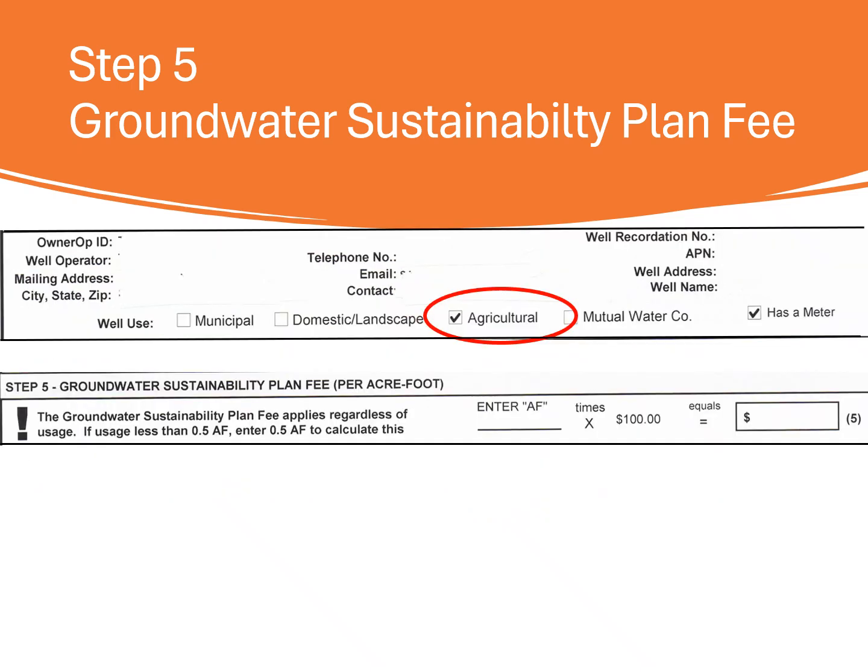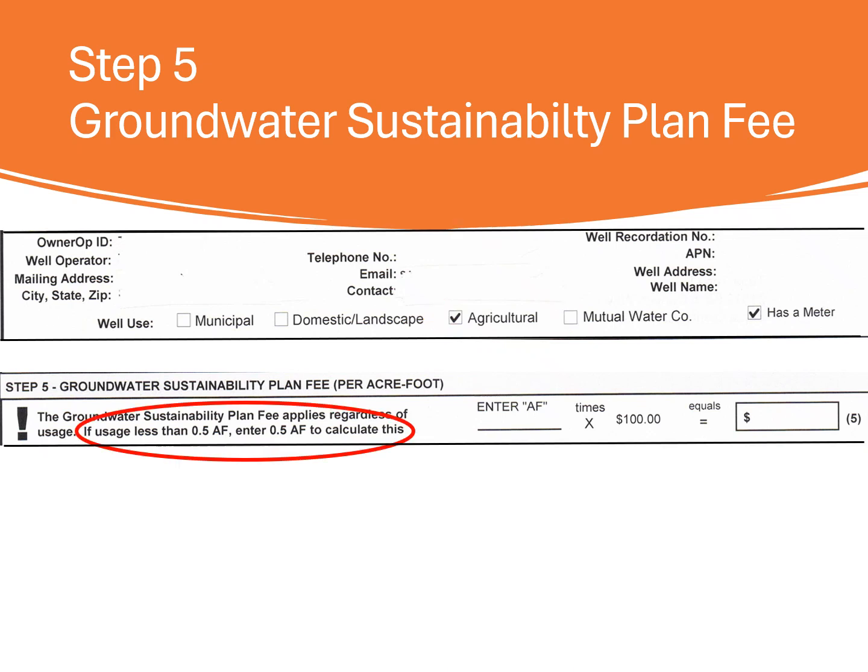In this example, the well use is agricultural, so the GSP fee is applicable. If the agricultural use was less than 0.5 acre-feet based on step 2, the fee is based on the minimum of 0.5.